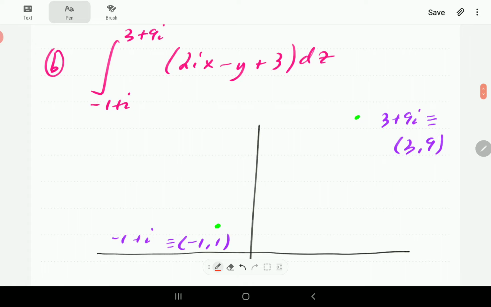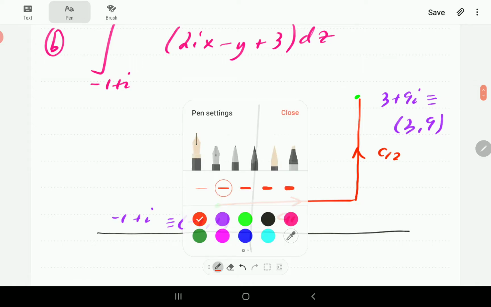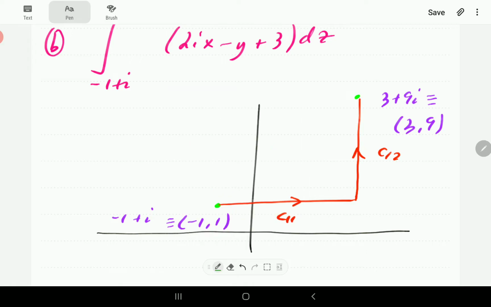In part A, we evaluated it along this contour. So it was a horizontal straight line and then a vertical straight line. We call this C11 and then C12. You can refer to that part 1 video if you want to look at how that worked out. In this case, however, we're going to evaluate this along the straight line joining these 2 points.